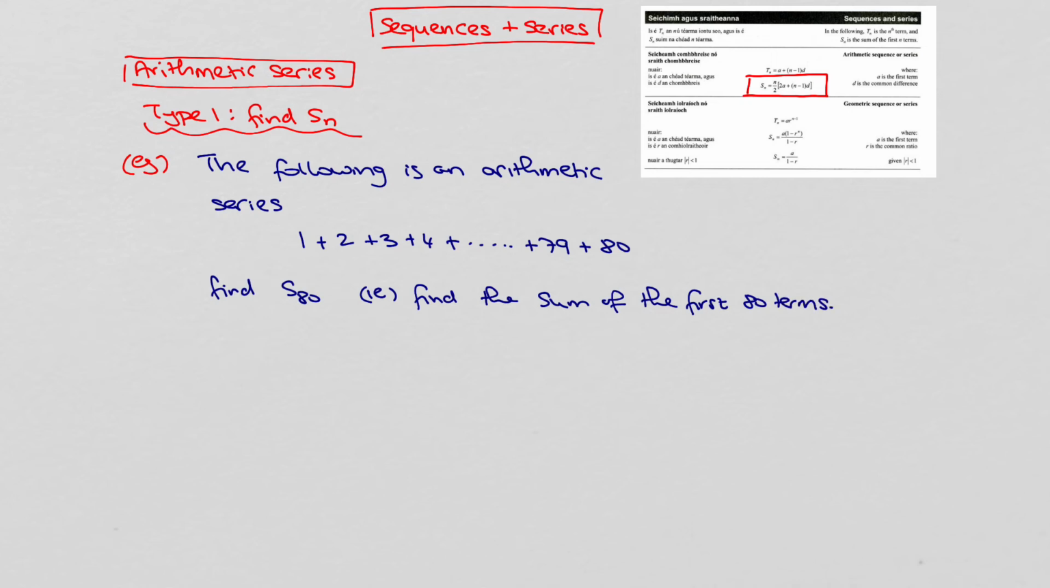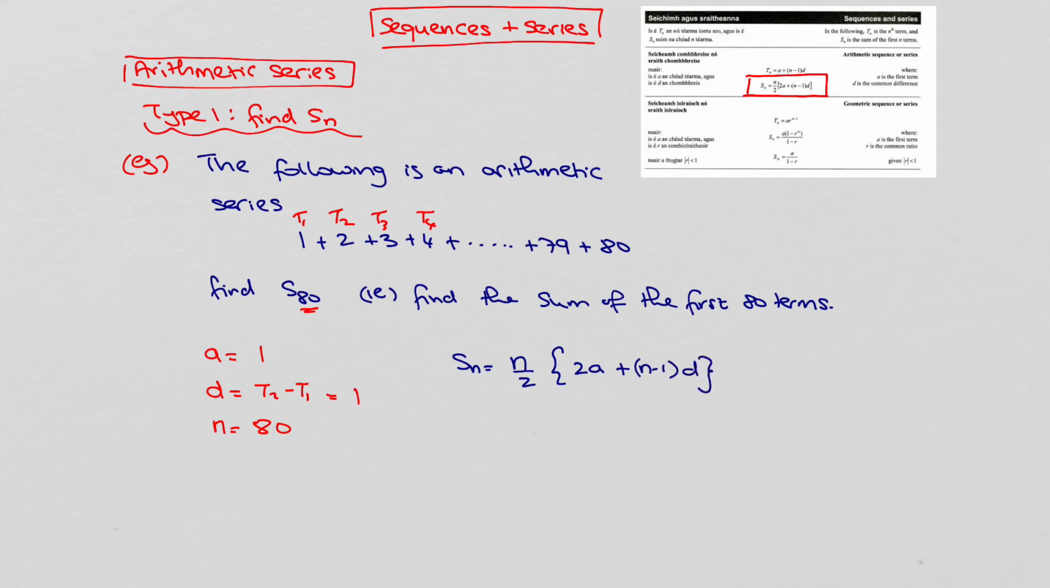Okay, so we start by calling it term 1, term 2, term 3, term 4. And therefore we can say A is 1 and D is the difference between the first and the second term, which is also 1, so 2 minus 1 is 1. And n is the position that our term holds, so 80 is n, so we're getting the sum of the first 80 terms. So we write down S of n is equal to n over 2 times 2A plus n minus 1 times D.